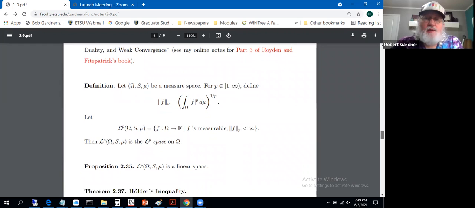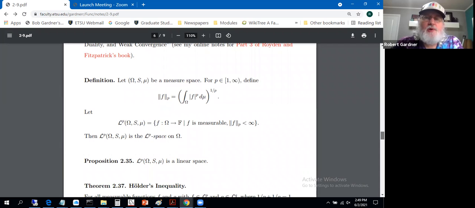Okay, this is going to look a little unusual. We're interested in the capital LP spaces, the big LP. We're using a different font here because we're talking about a different space here. First, the definition.